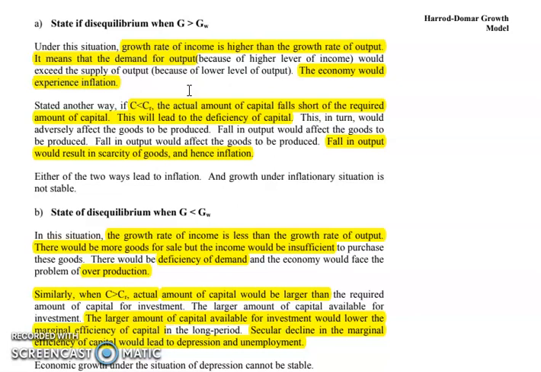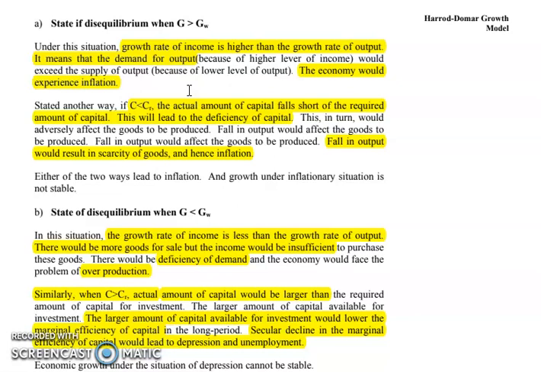If C is less than CR, the actual amount of capital falls short of the required amount of capital. This will lead to a deficiency of capital. A fall in output would result in scarcity of goods and hence inflation. The condition is that the demand for output exceeds the supply of output. We have a lower level of output and a higher income, so demand for output is also high. So the economy is experiencing a scarcity of goods. That means inflation. That is the first disequilibrium condition.